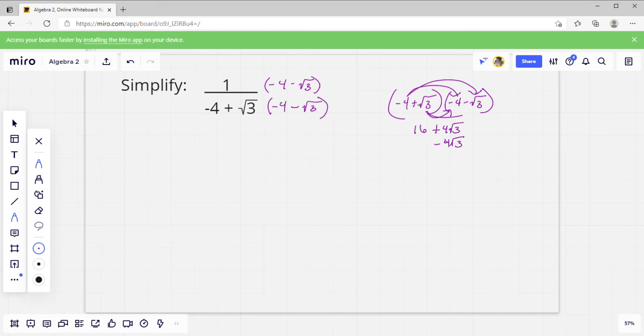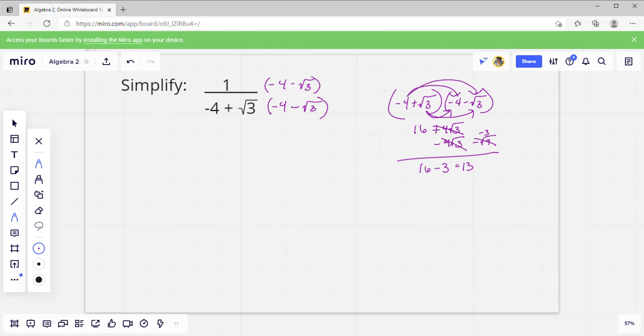Okay, and then square root of 3 times negative square root of 3, which would be the negative square root of 9. And we know the square root of 9 is 3, so that whole thing just equals negative 3. All right, so we're going to have 16, and then these will cancel each other out. Minus 3, and 16 minus 3 would be 13. See how that got rid of the radical in that expression.